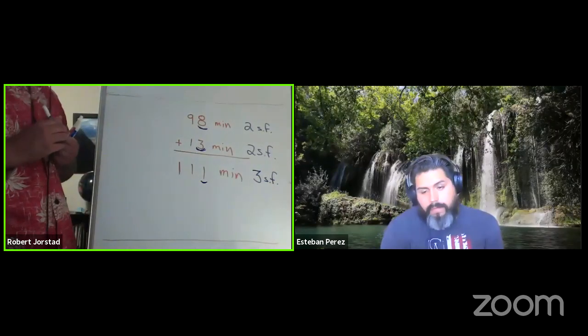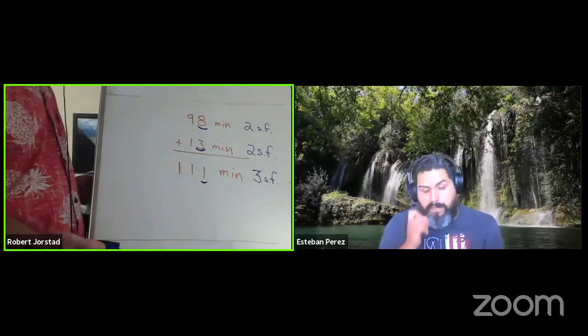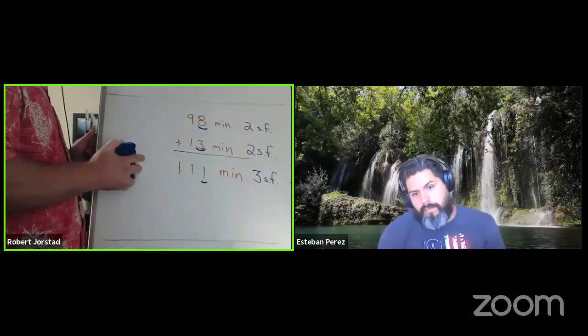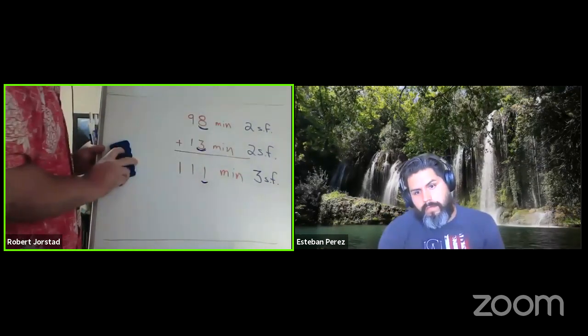Maybe you could understand this with another example. Okay, so that's one example, seeing how when you add, the number of sig figs could change.